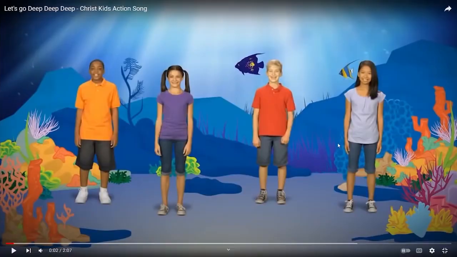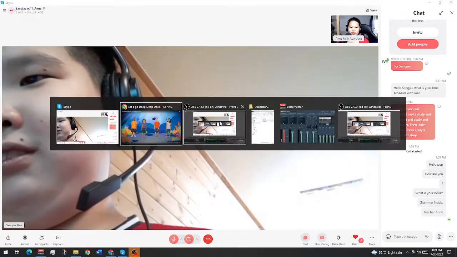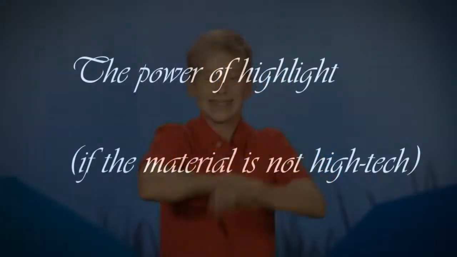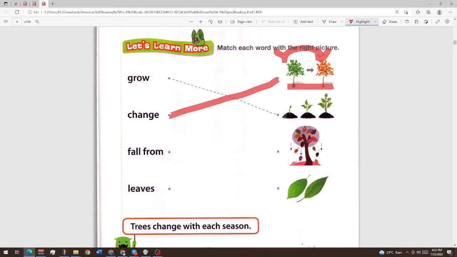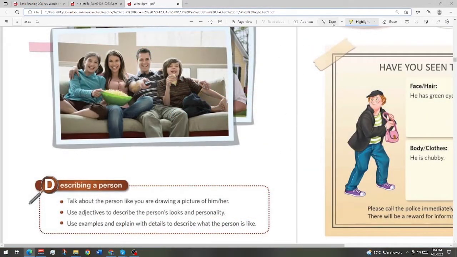Can you see this? Yes. Yes? Okay. Next. Grow your... grow. Fall from. Yes, fall from. How about this? Leaves. All right. So, is kind. Our mom is happy.